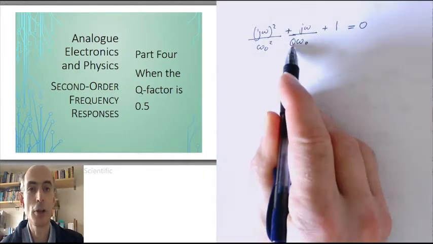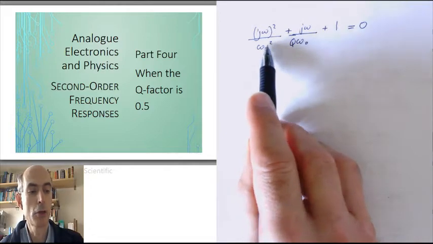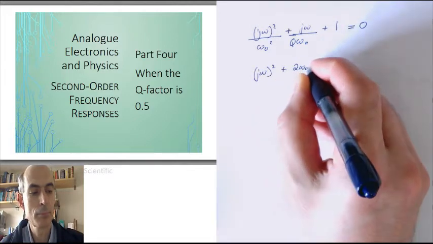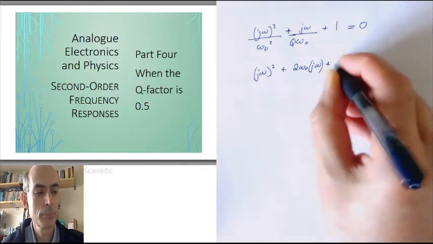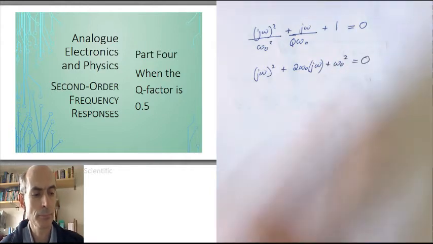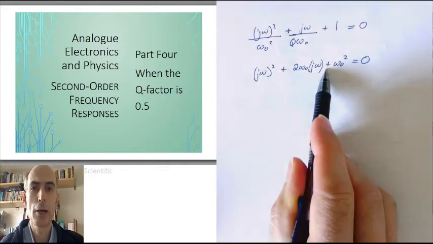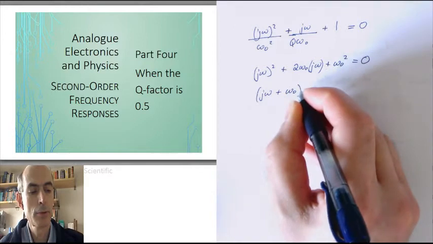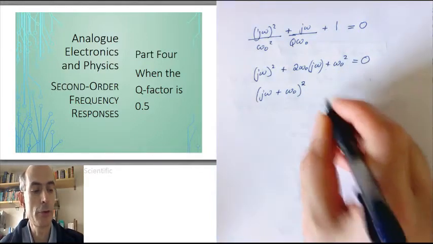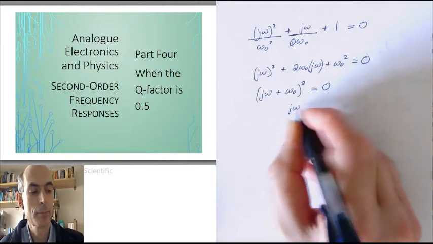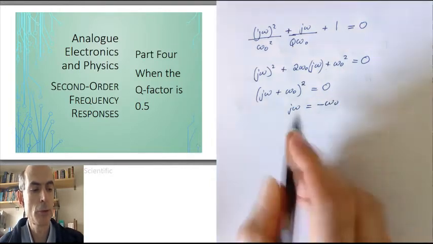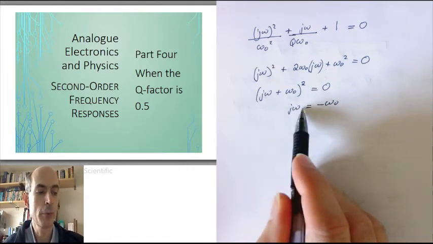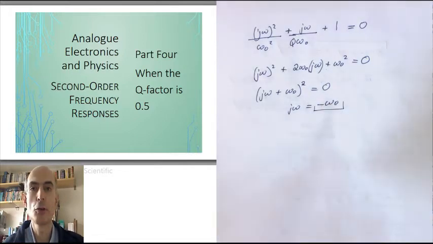If the Q factor is a half, and I multiply up by omega naught squared, then I would end up with this expression here. And you might be able to recognize how to factorize this. That's just (j omega plus omega naught) squared. So our two poles are coincident. They're at the same value of j omega, at a value of minus omega naught.